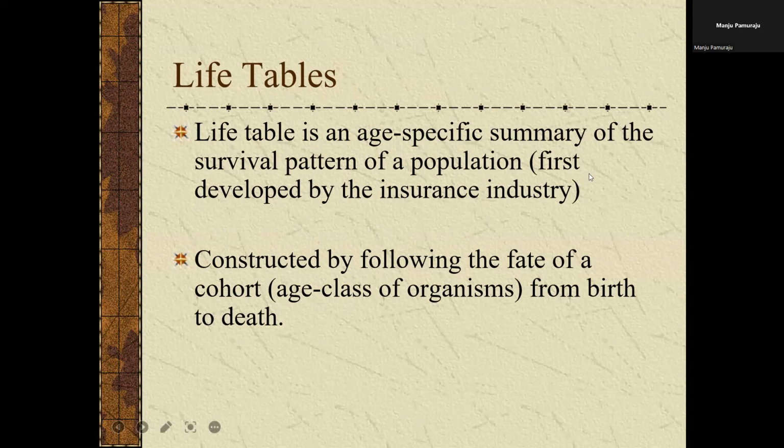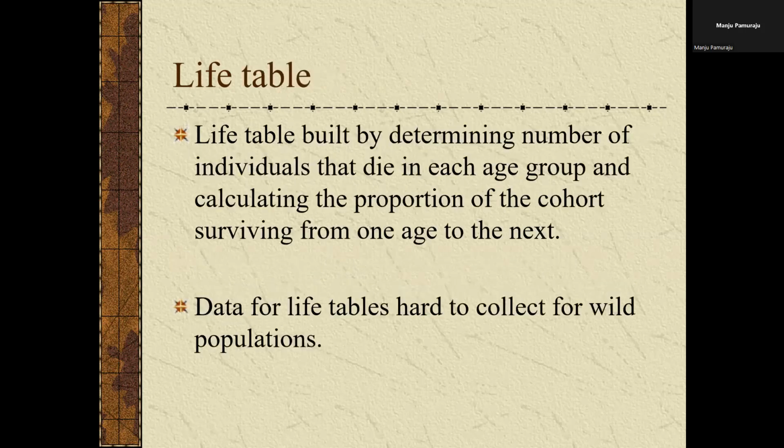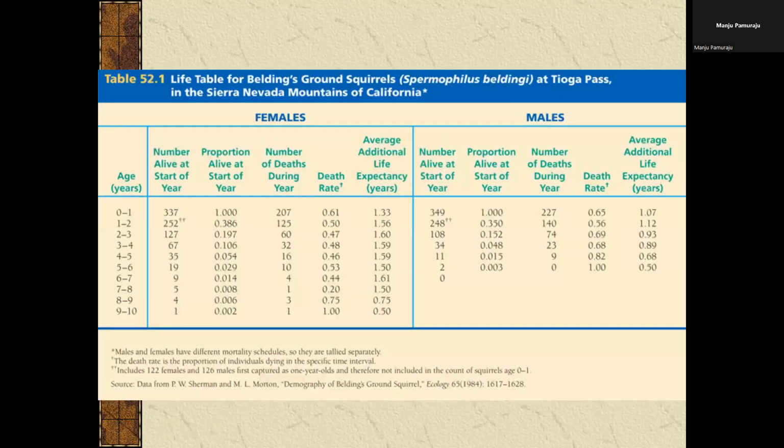It was first developed by the researcher. Generally it is constructed by following the fate of a cohort, that is, age classes. A life table determines the number of individuals in each age group and calculates the proportion of the cohort. Generally the lifespan of an organism is taken. Data for life tables are hard to collect for wild populations.